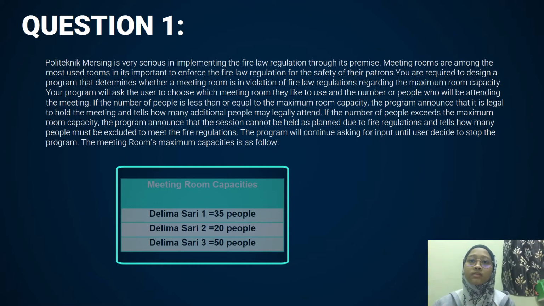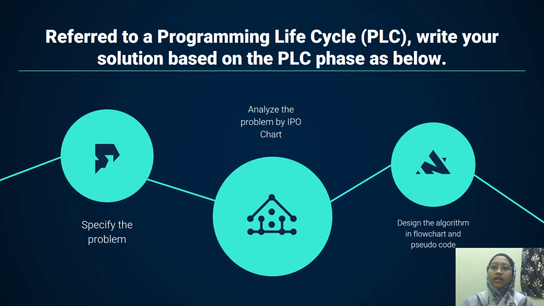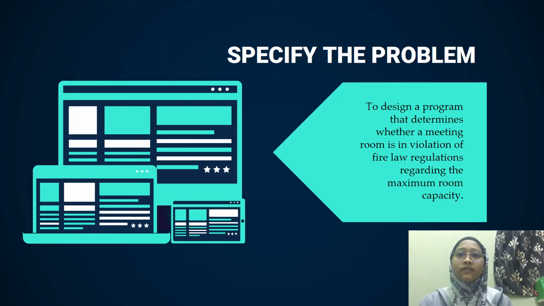The meeting rooms' maximum capacities are as follows. Delima Sari 1, 35 people. Delima Sari 2, 20 people. Delima Sari 3, 50 people. Refer to a programming life cycle, PLC, and write the solution based on the PLC phases as below. Phase 1, specify the problem. Phase 2, analyze the problem by IPO chart. Phase 3, design the algorithm in flowchart and pseudocode. Phase 1, specify the problem.